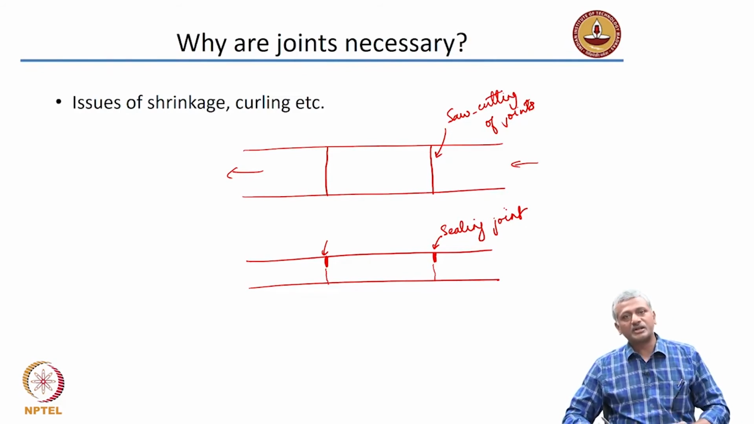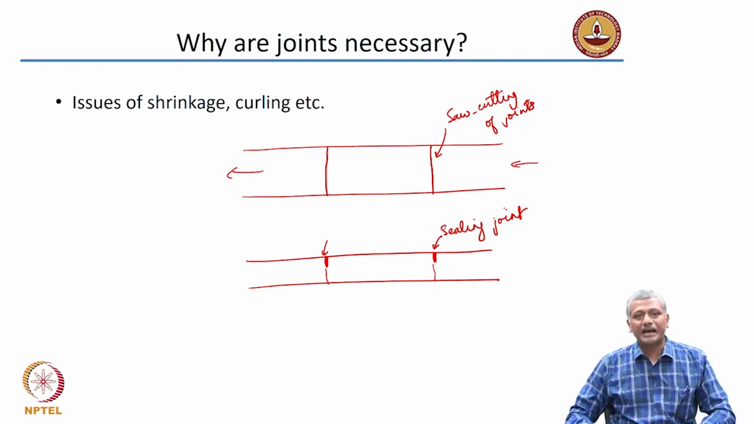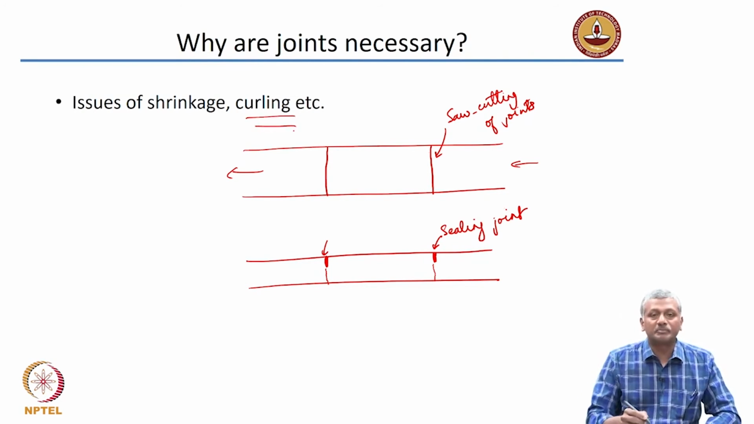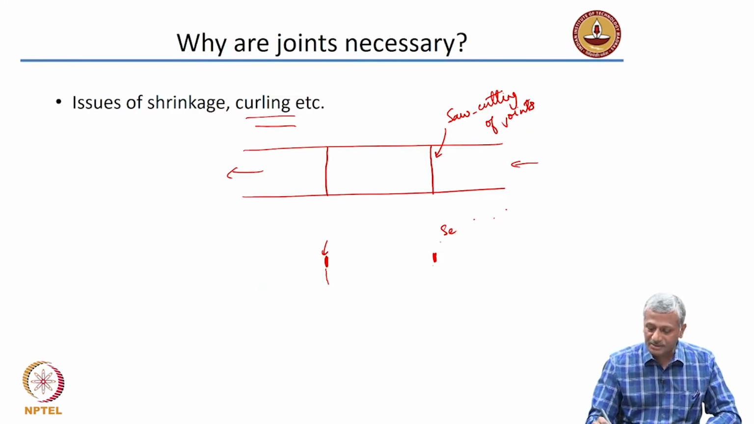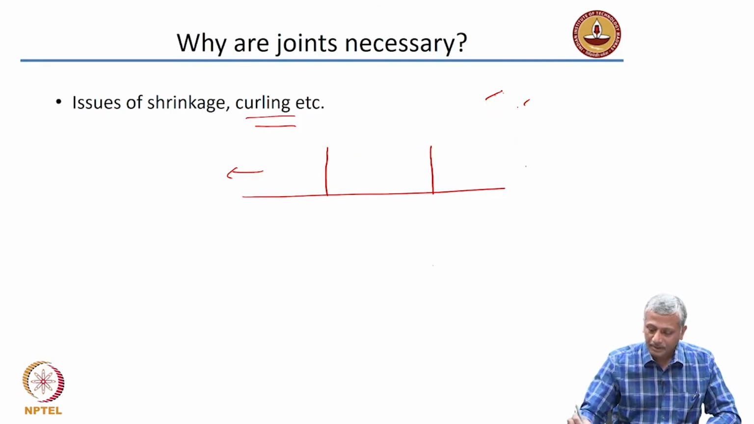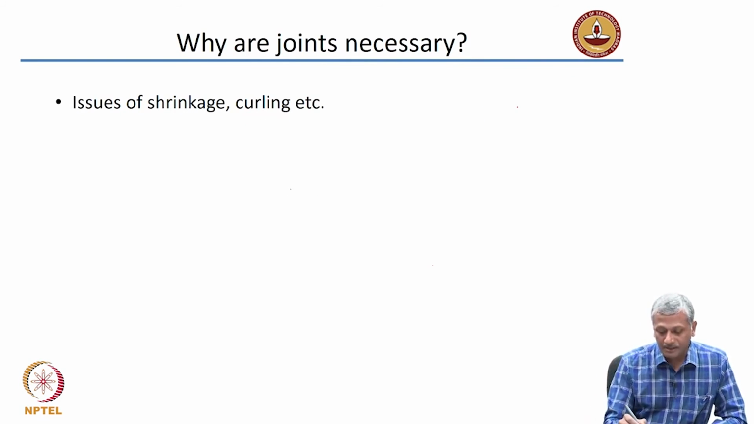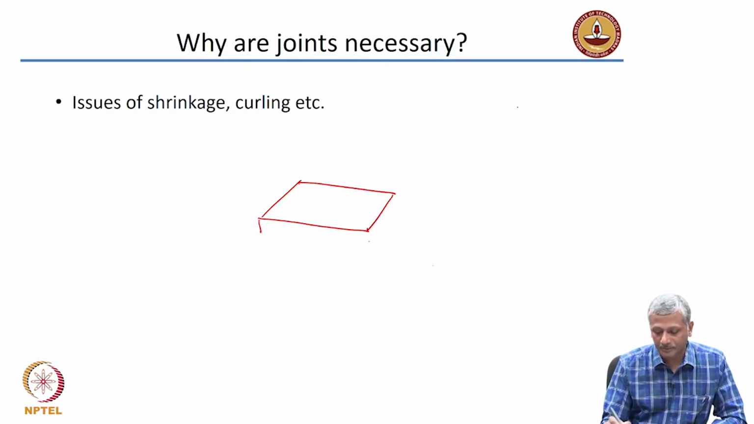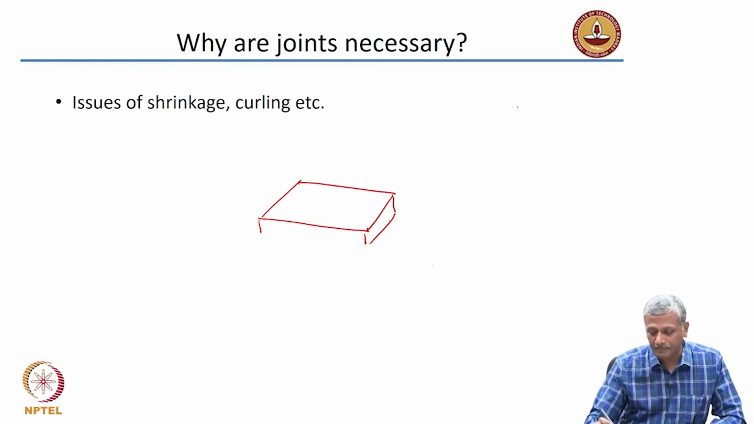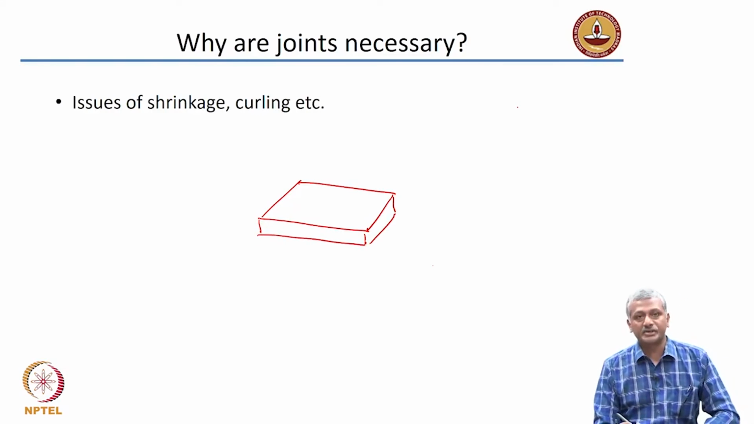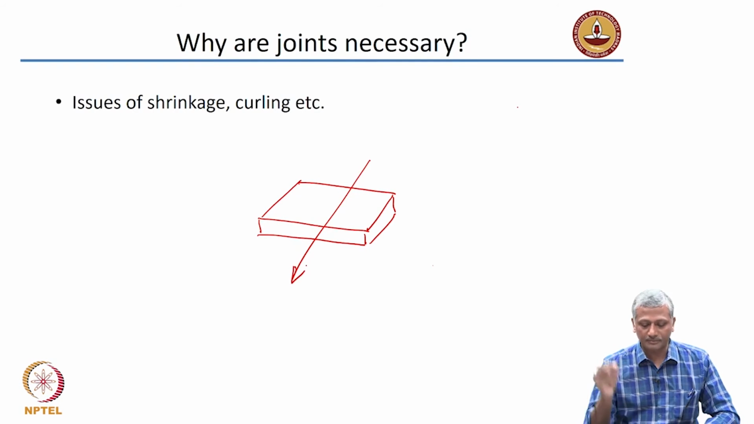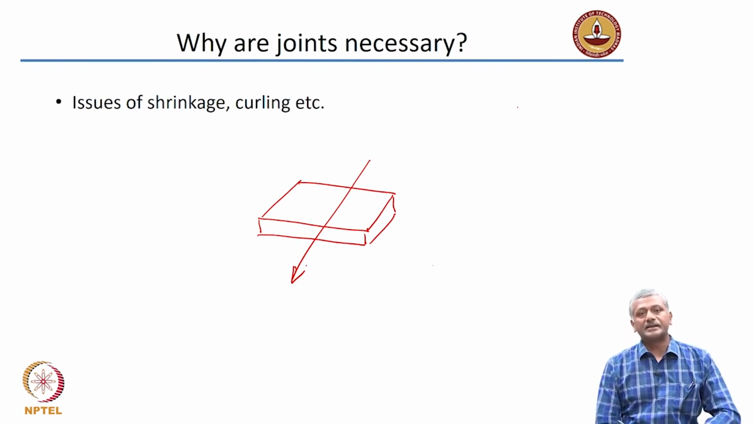Now this happens because of shrinkage. There is one more aspect that can happen, which is called curling of the pavement. Curling is difficult to avoid even with a jointed pavement. What do we mean by curling? Let us take a look again at a typical cross section. Let us say we have a jointed slab resting on the ground like this. I am just drawing one particular slab, which is resting on the ground. Let us say that is the direction of traffic.